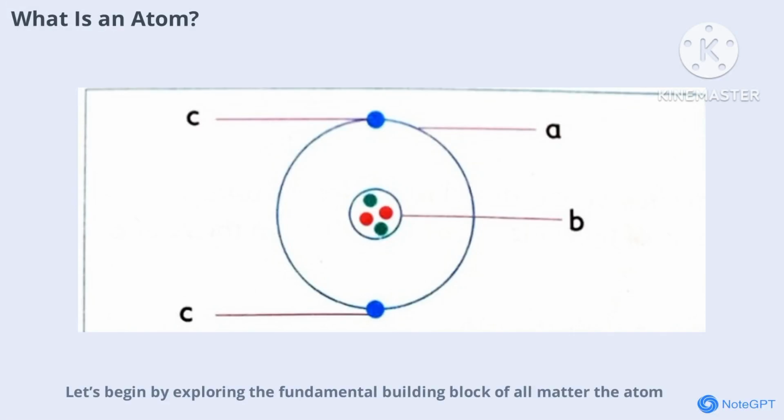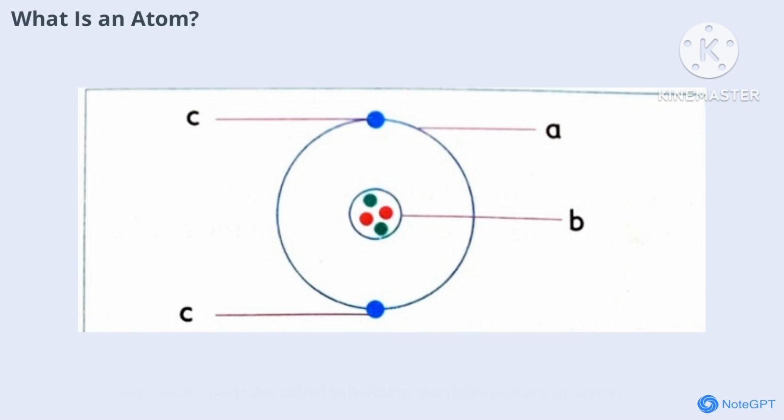Let's begin by exploring the fundamental building block of all matter, the atom. Everything around us, from the air we breathe to the devices we use, is made up of atoms. An atom is the smallest particle of an element that still retains the chemical properties of that element. Atoms themselves are made up of even smaller particles called subatomic particles: protons, neutrons, and electrons.